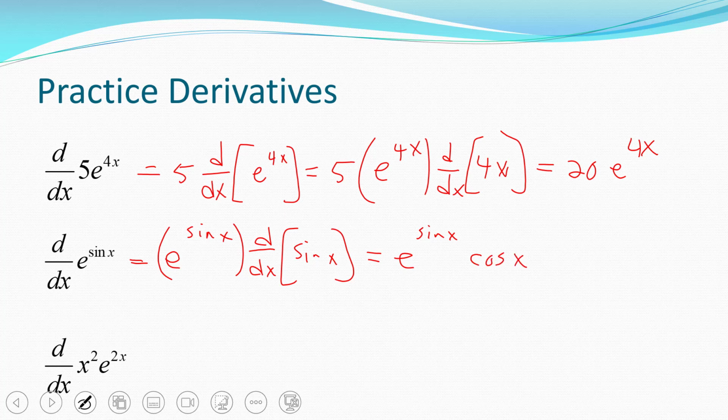If you want to reverse these, you can, but then you really need to use parentheses. So you could write it as cosine of x in parentheses times e to the sine of x. That way it's really clear what the cosine applies to at all times.